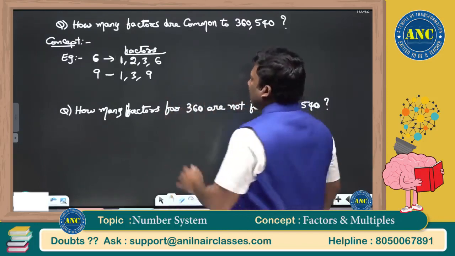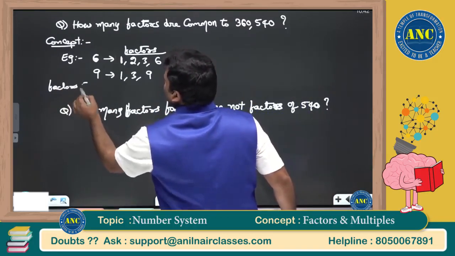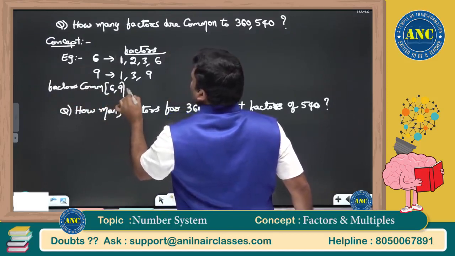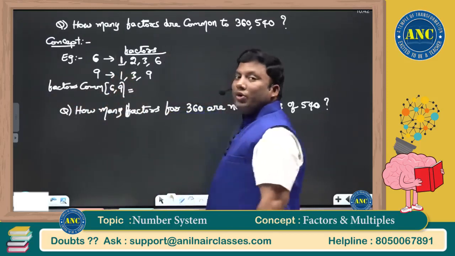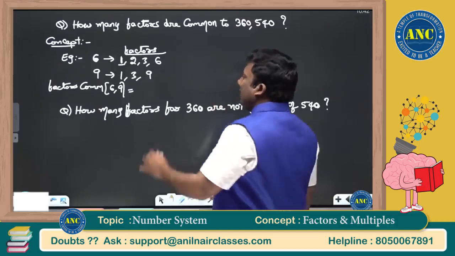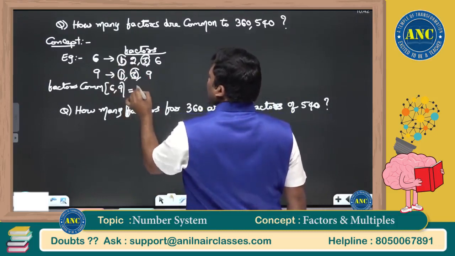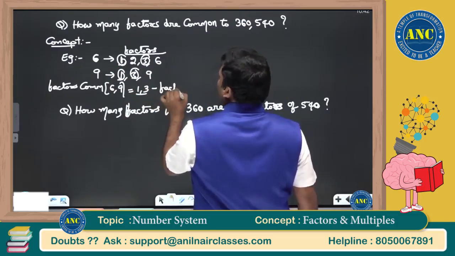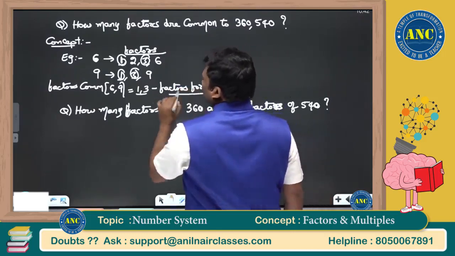I want the factors common to 6 and 9. What are the factors common? 1 is common to 6 and 9. 2 is not common to 6 and 9. 3 is common to 6 and 9. So 1 comma 3. These are nothing but the factors of 3.